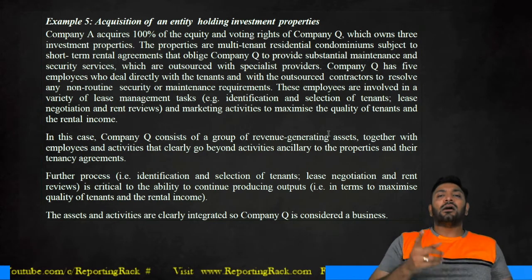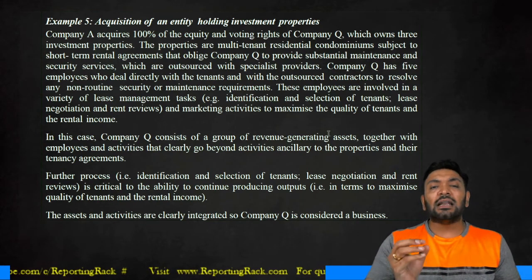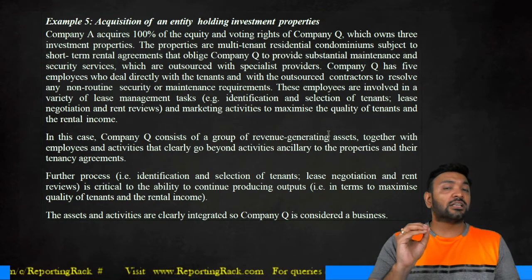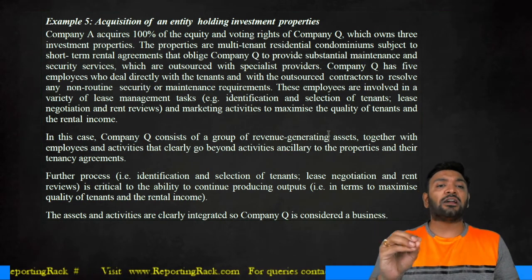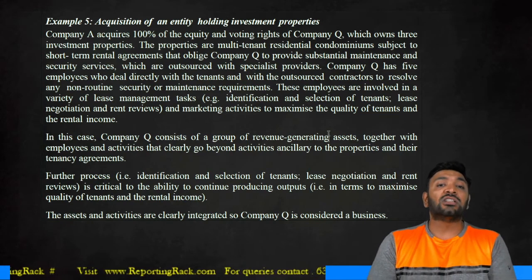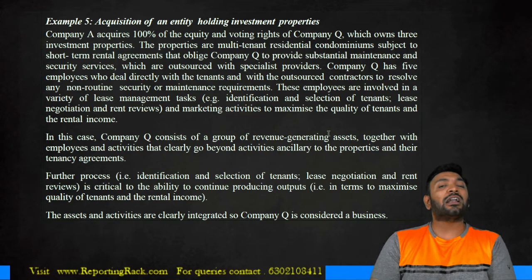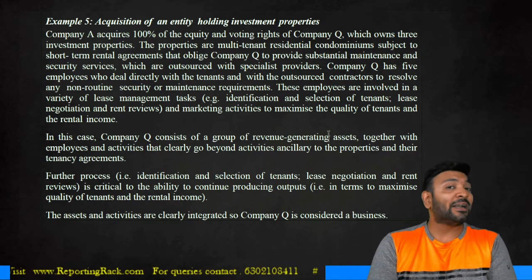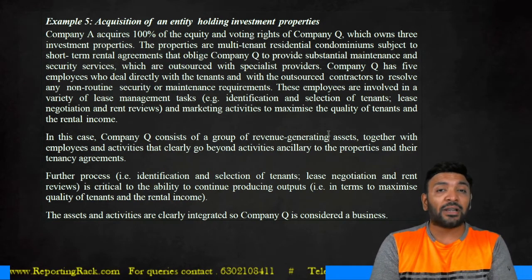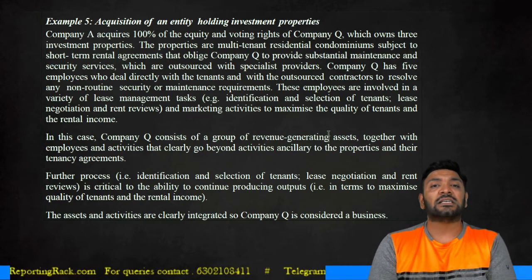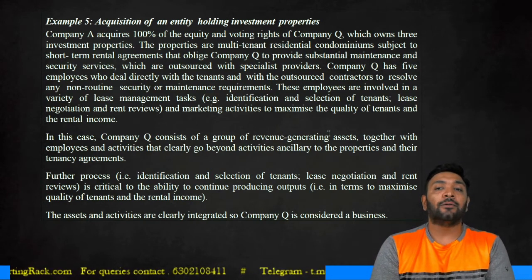security services. Earlier question, what did you use? It is a general maintenance. It is not substantive. Here it is substantive maintenance and security services which are outsourced with specialist providers. So that means this is not a basic nature activity. It cannot be treated as ancillary to the investment property. It by itself is a process, a business process.